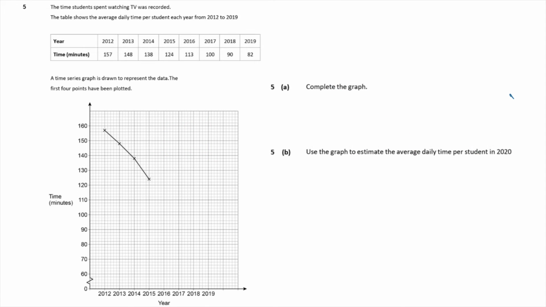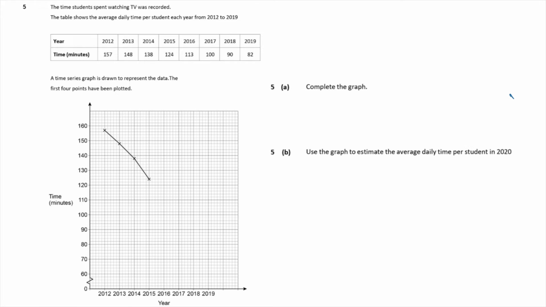Question 5. The time spent watching TV was recorded. The table shows the average time per student each year from 2012 to 2019. A time series graph is drawn to represent the data. The first 4 points have been plotted. And part A says complete the graph.